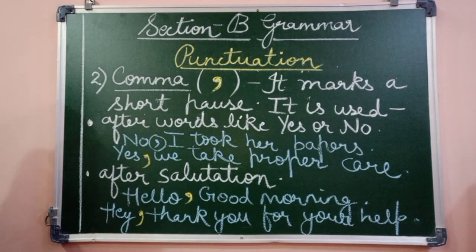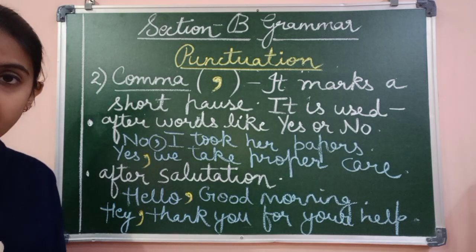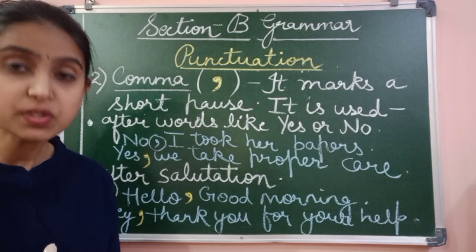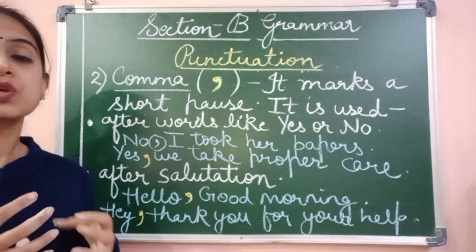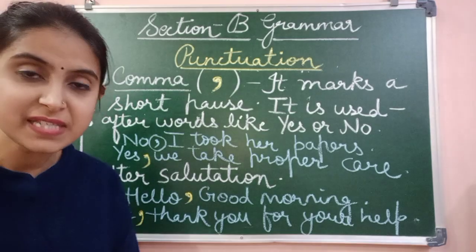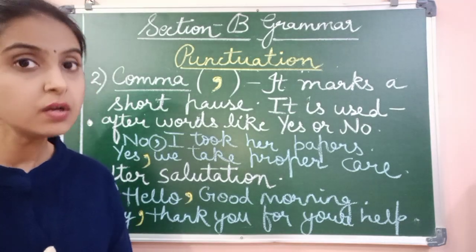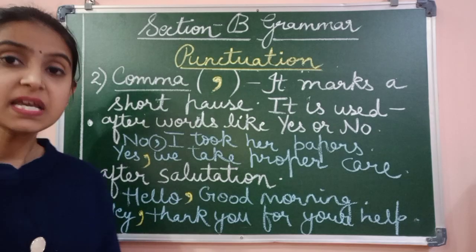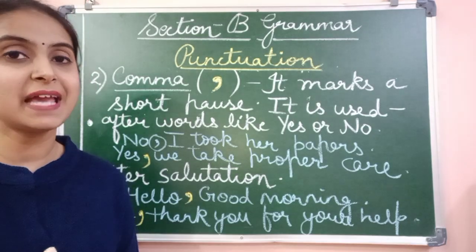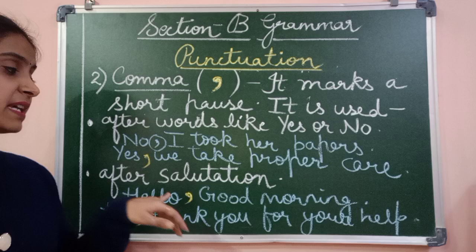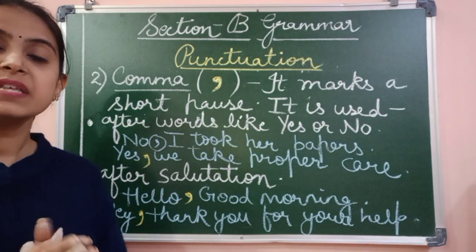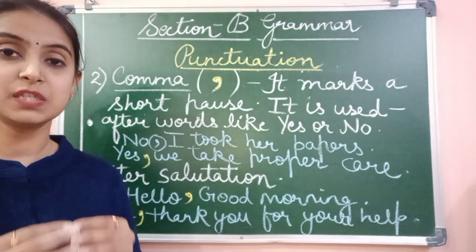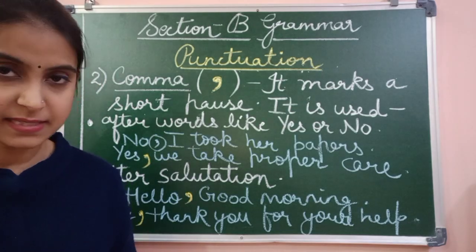Alright. So we have, children, talked about 4 points where we use a comma. Number 1, a comma is used to separate words or phrases in a sentence. Second, we learned that a comma is used when we address any person by his or her name. Third point, we read that a comma is used after words like yes or no. And then we read that a comma is also used after salutations. Okay, so a comma is basically the mark of punctuation that is used to give small pauses in a sentence.